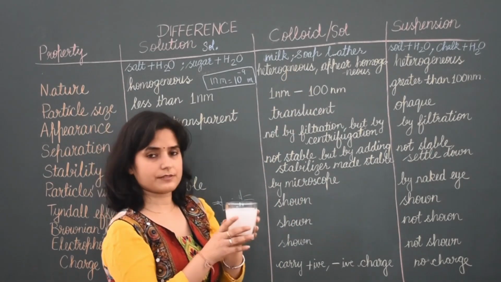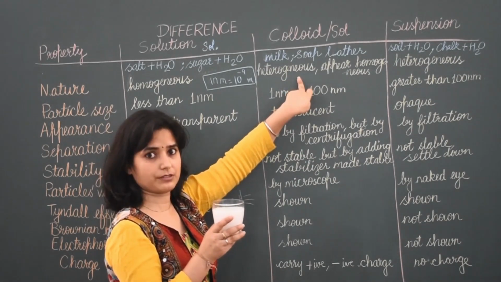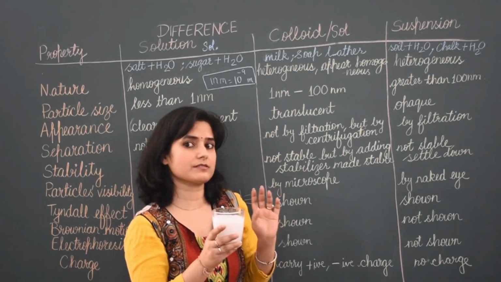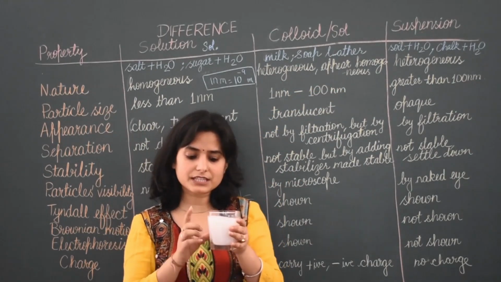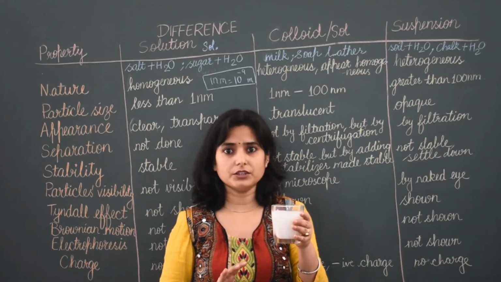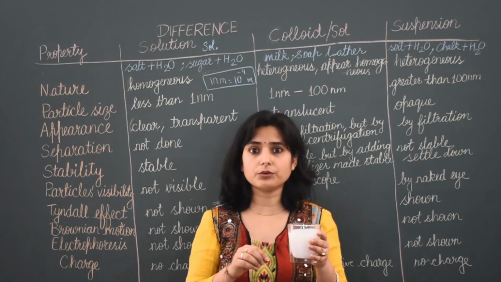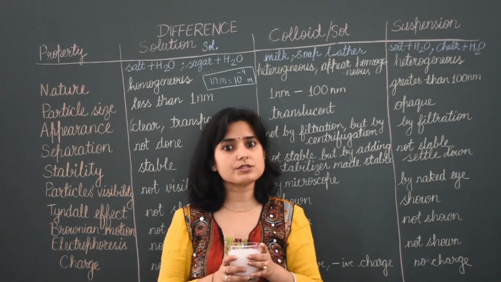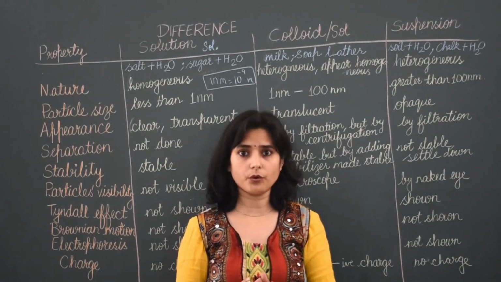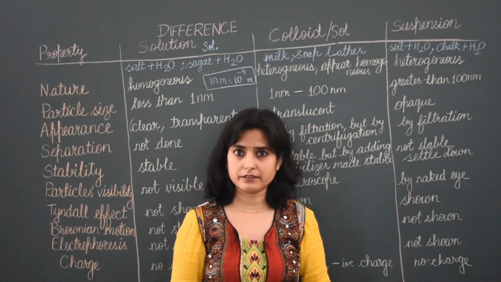So what is this? Colloid is heterogeneous in nature but appears homogeneous. Means when we see milk, it is looking completely white. No other particles are seen in this. But we know fat particles are also there, different types of sugars, proteins, etc. are there. So all these particles are mixed with each other.